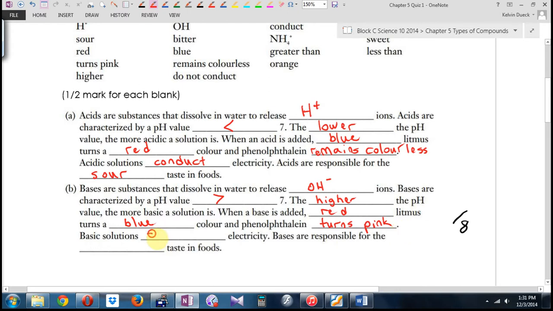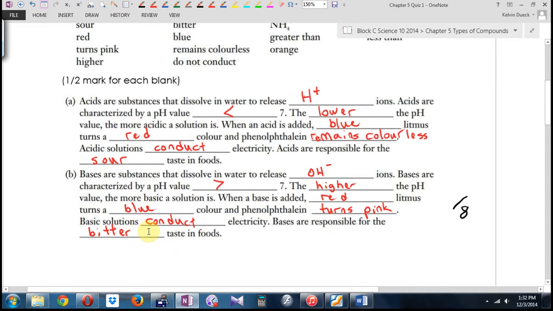Basic solutions also conduct electricity. What doesn't conduct? We'll be looking at some other substances that do not. What do bases taste like? Bitter. Coffee is somewhat basic, not very, but somewhat. And soap. I'm assuming all of you have gotten some shampoo or soap in your mouth in the shower at least once. That's a basic taste. So if you're bored on the weekend, try licking a bar of soap. You've now tasted a base. A half mark for each of those. Give yourself a score out of 8.